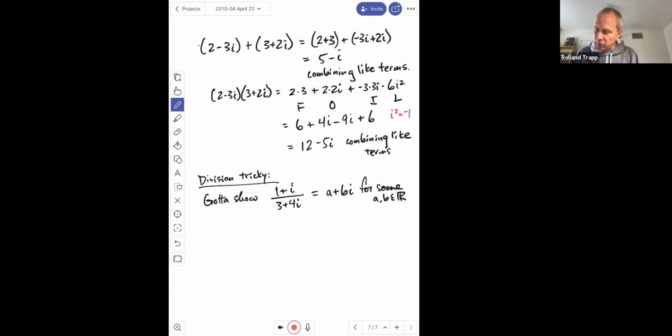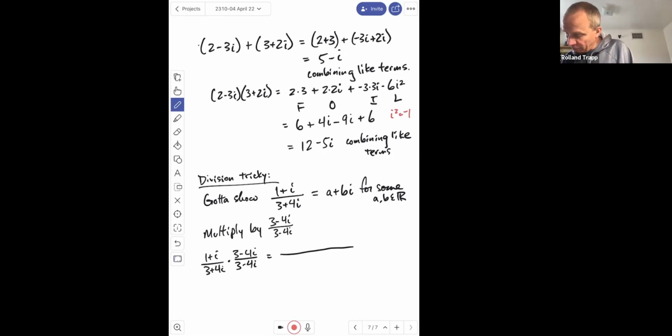And the trick is to multiply top and bottom by the conjugate of the denominator. Multiply by 3 minus 4i divided by 3 minus 4i. So we're going to assume that any number, even complex numbers, any number divided by itself is 1. Okay. So I get 1 plus i over 3 plus 4i times 3 minus 4i over 3 minus 4i is equal to.